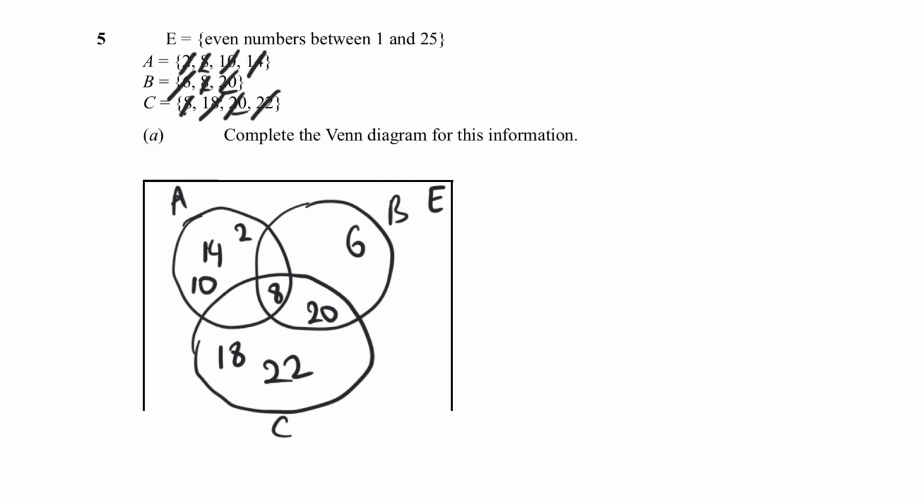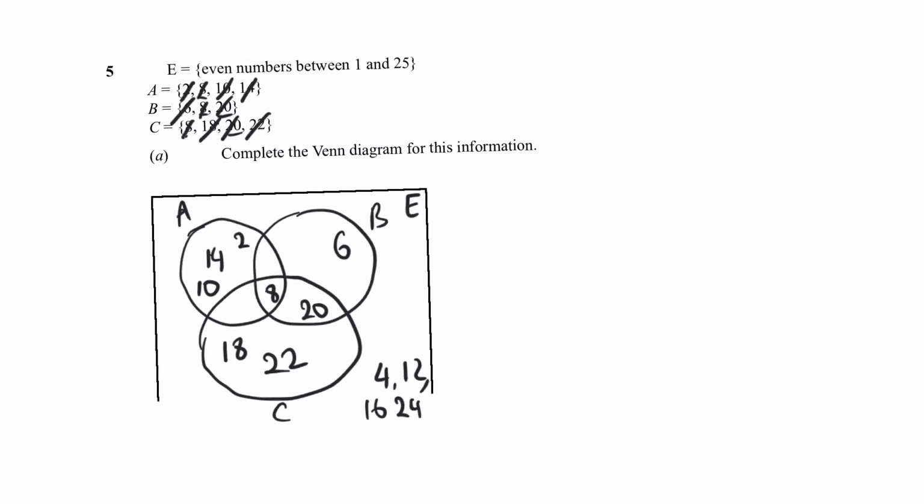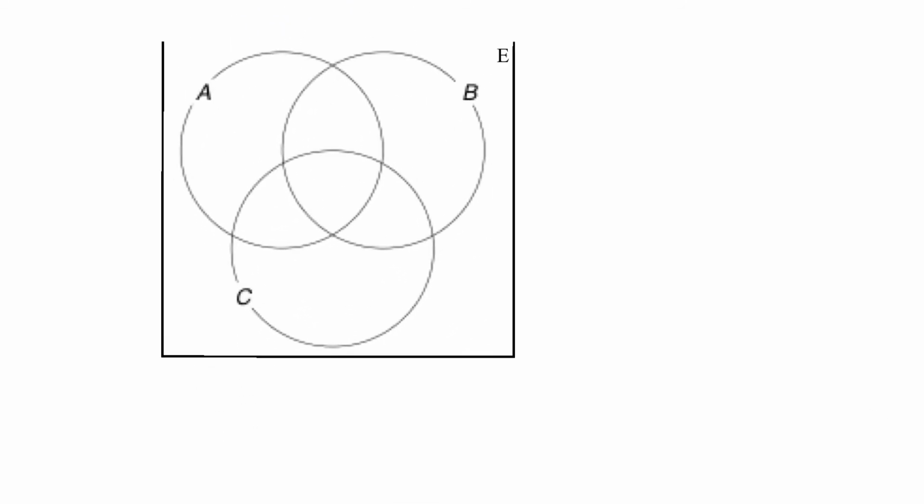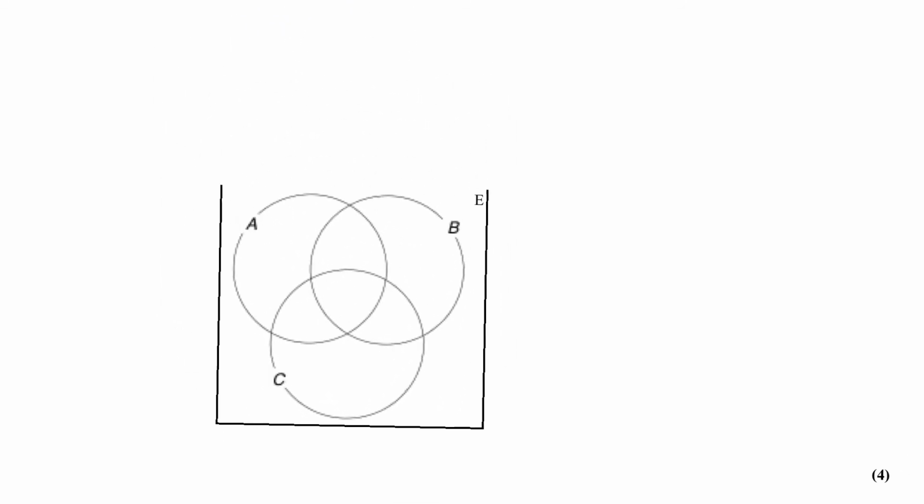So I'm going to start from 2. So 2 is there, so I'm not going to write that down. 4 is not there. So 4, 6 is there, 8 is there, 10 is there, 12 is not there. 14 is there, 16 is not there. 18 is there, 20 is there, 22 is there, and 24 is not there. So those are my even numbers that are not part of the Venn diagram. And this is how it should have actually come out, but it's okay, we've done it now.